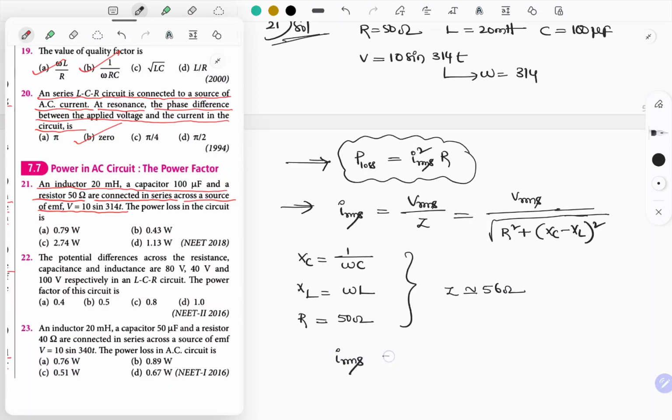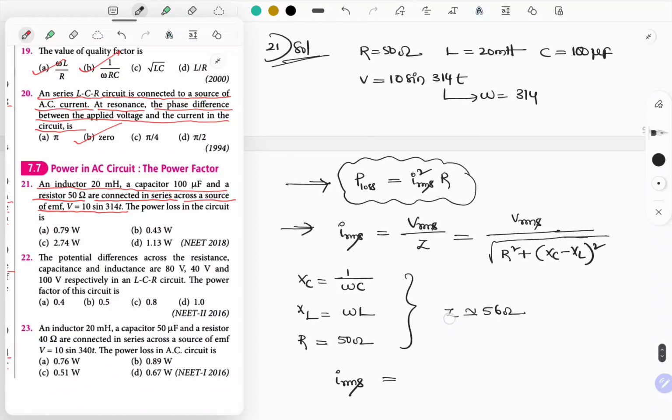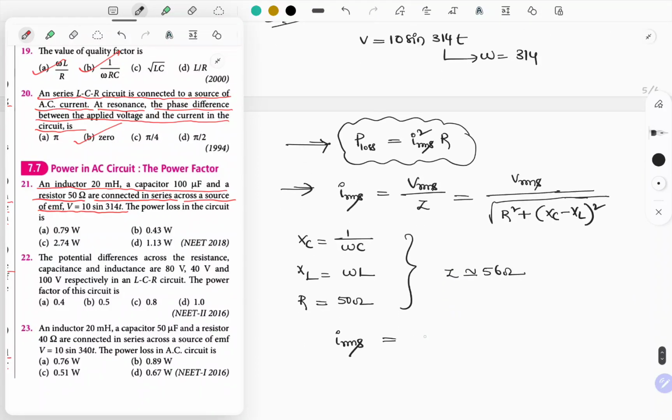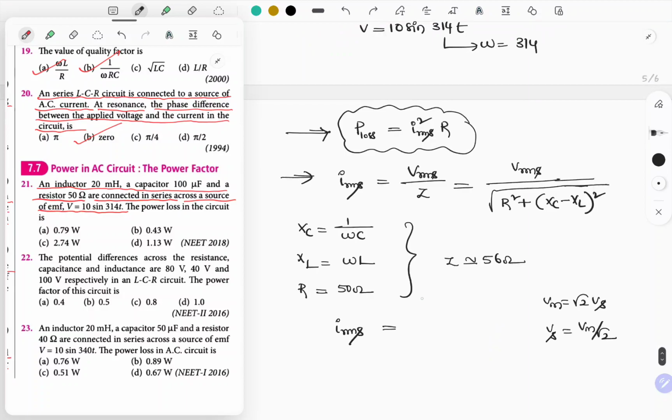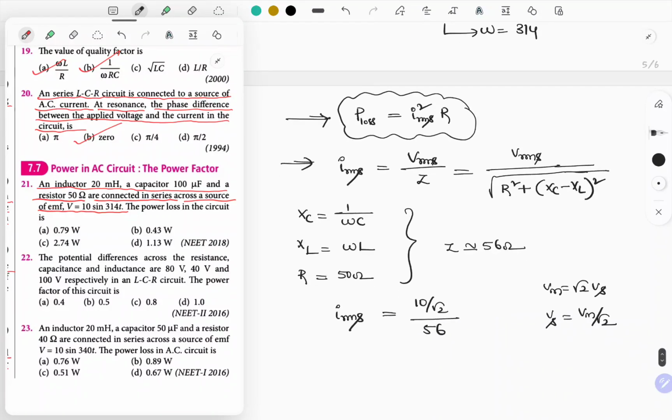IRMS is equal to VRMS by Z. What's the value of VRMS? So the procedure to find VRMS is Vm by root 2. So Vm is equal to root 2 times Vs, right? Then Vs is equal to Vm by root 2. How to remember this? Vm is the maximum value of voltage in the circuit, that is 10. So 10 by root 2 divided by Z, which is 56, will give you the answer approximately.